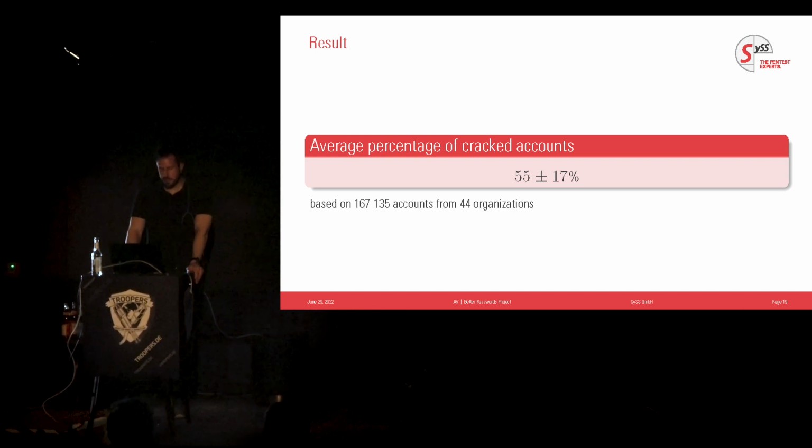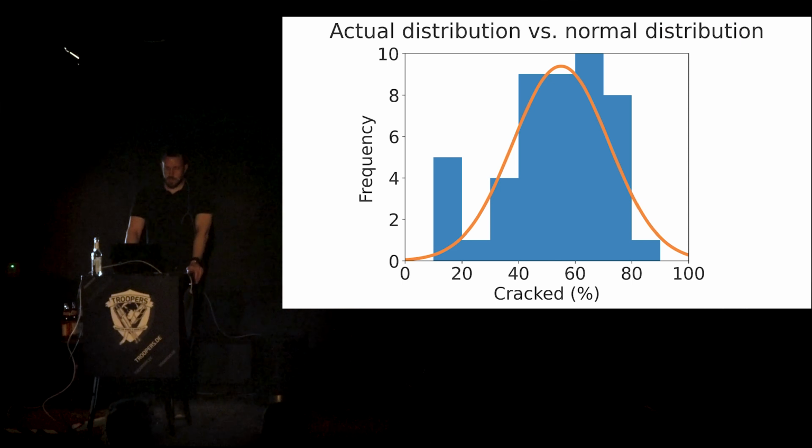All right, so to summarize, the result from testing 44 organizations over the last year, with a total of over 167,000 accounts, is that we crack on average 55%, plus or minus 17%. If we assume this was a normal distribution, it would look something like this. This is the comparison of the actual distribution to the normal distribution. You can see some outliers on the left-hand tail. But yeah, that's around what 41 organizations look like.